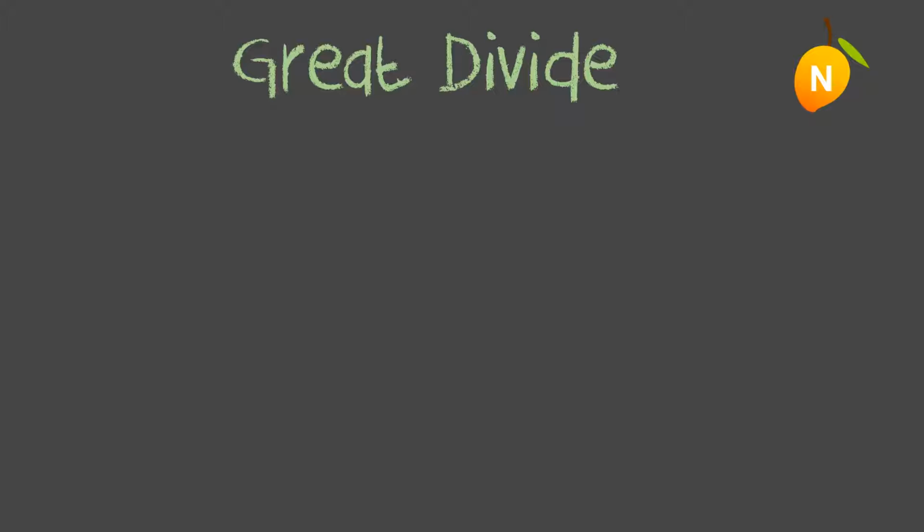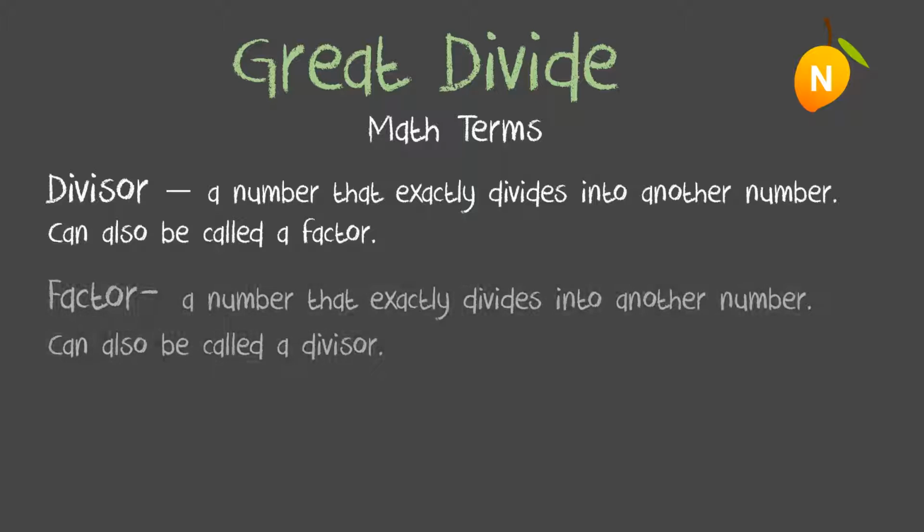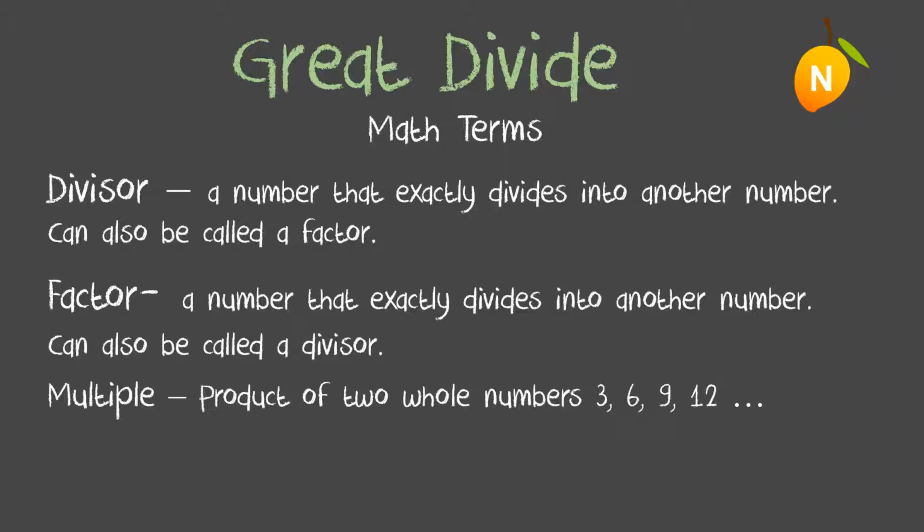The Great Divide has some math terms that help increase understanding. Those math terms are divisor, a number that exactly divides into another number, which can also be called a factor. And a factor is a number that exactly divides into another number. It also can be called a divisor.